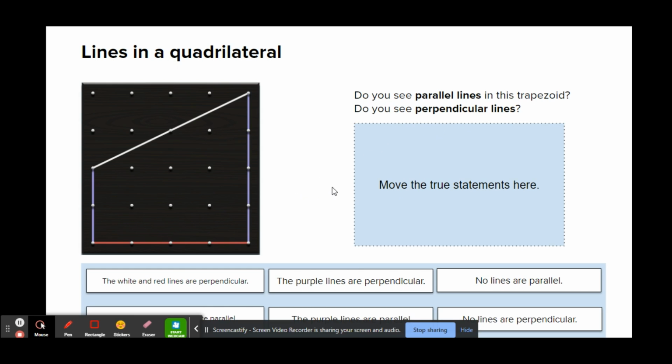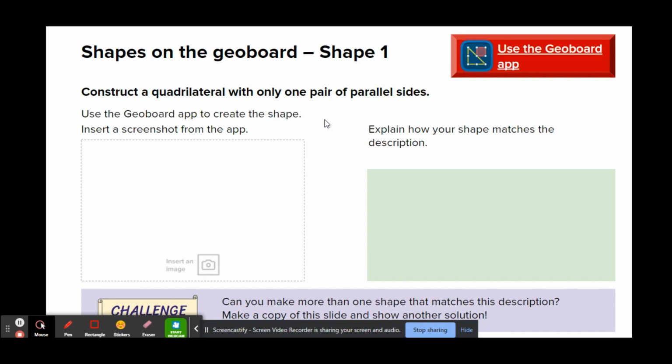To be a trapezoid, remember, it has to have 2 lines that run parallel, 1 pair of parallel sides. So you know that there's going to be something. So double check when you look here. Now, I'm also going to tell you these are the purple ones, the lighter colors here. This one is red. This one is white. Then you are going to create 2 shapes. It says construct a quadrilateral with only 1 pair of parallel sides. Remember, to make a quadrilateral, you just have 4 sides, but this one's tricky because you're going to have only 1 pair of parallel sides.